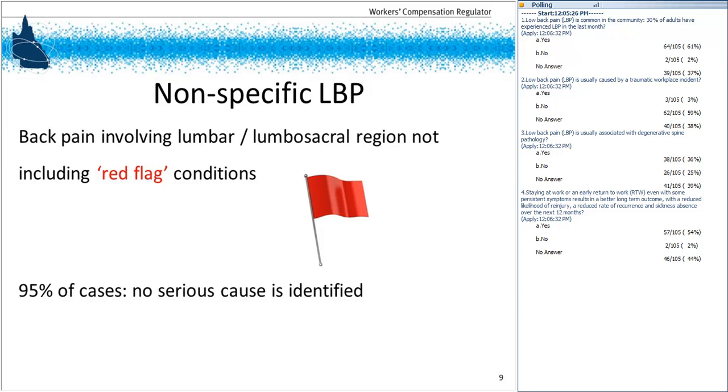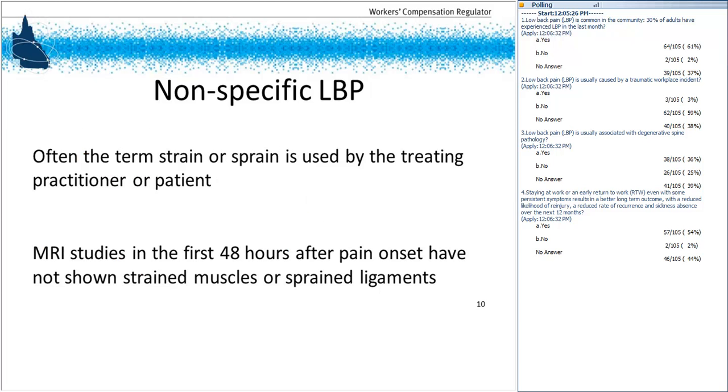And there are some non-spinal conditions that also refer pain to the back, and the example here would be cancer of the pancreas. So non-specific low back pain, in probably about 95% of cases of low back pain, we don't have a serious cause identified, and it's characterised primarily by symptoms, although often the term strain or sprain is used by the treating doctor or the patient. But interestingly, MRI studies that are done in the first 48 hours after the onset of acute low back pain have not shown changes consistent with strained muscles or sprained ligaments.